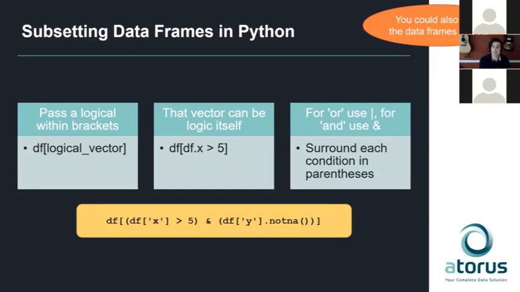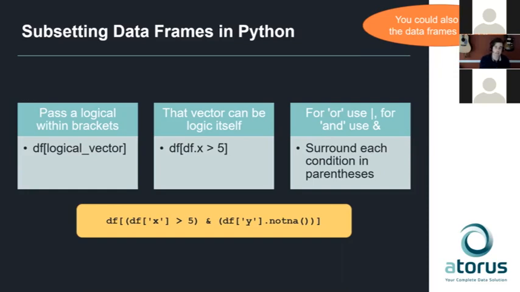But then you can also use, if you want to do compound operations, for OR, you can use the bar symbol, and for AND, you can use the ampersand. So if you surround each of these conditions in parentheses, then you can build up these compound expressions. So here we have the variable x greater than 5, and df, the variable y, is not NA.